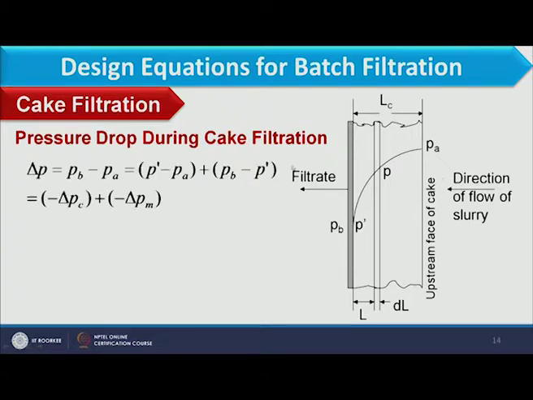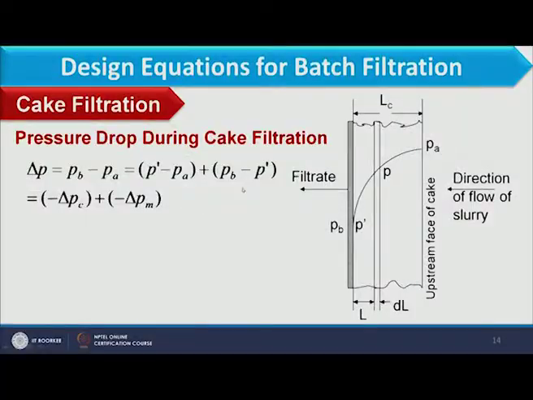So, pressure drop during cake formation is denoted as delta P, which is basically PB minus PA, and it can be equated to P dash minus PA. Now, how have we considered P dash minus PA? Because difference is basically the final value minus initial value. So, in the cake final value is P dash, initial value is PA, and similarly difference is observed in media.